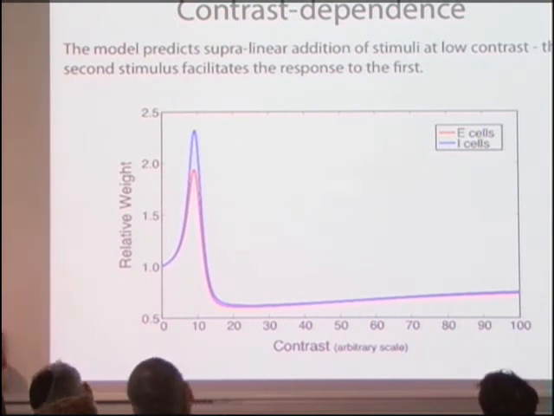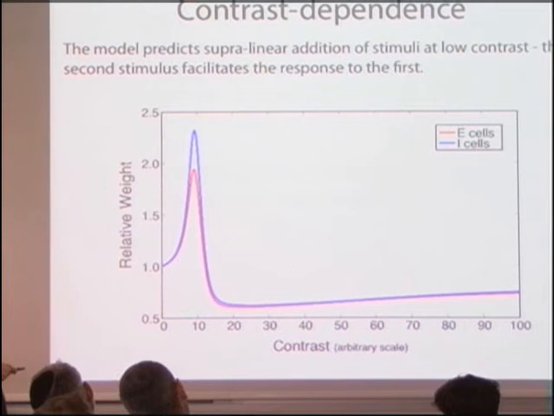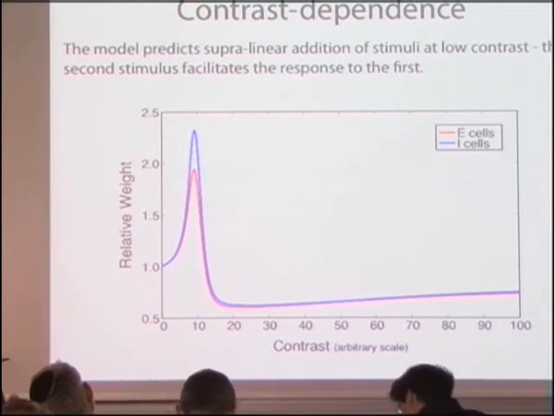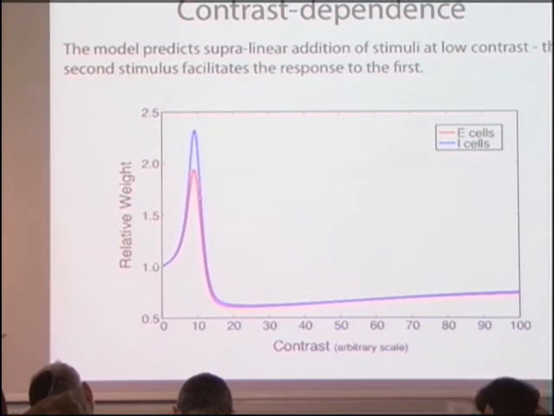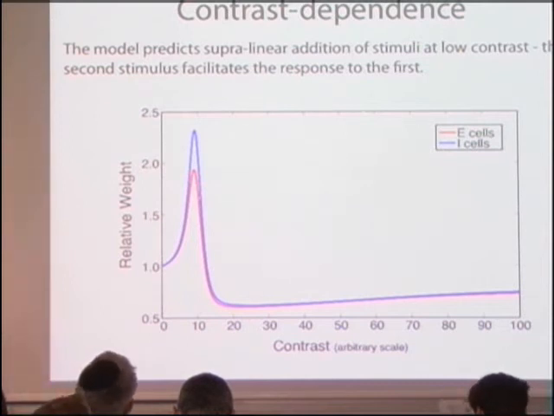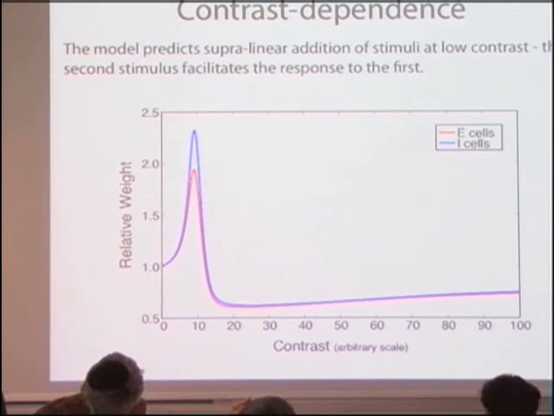And so if we change the contrast of our two stimuli and look at the weights that come out, these additive weights, we find that although it's sublinear for most of contrast space, again on an arbitrary scale, at low contrast we also see superlinear addition, so a facilitation by adding a second grating stimulus to the first. So that's what we show here.